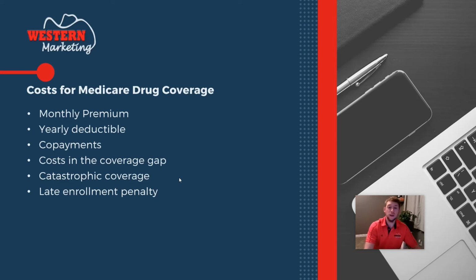If you continue to pay a bunch of money and you reach catastrophic coverage, which is when you are out of pocket $6,550, that's when the government again jumps in and the plan will pay 95% of your medication costs. You're on the hook for about 5% or less, depending on the medications and where you're at there.